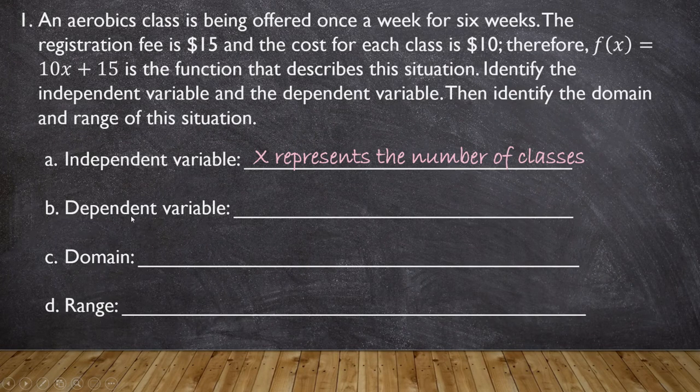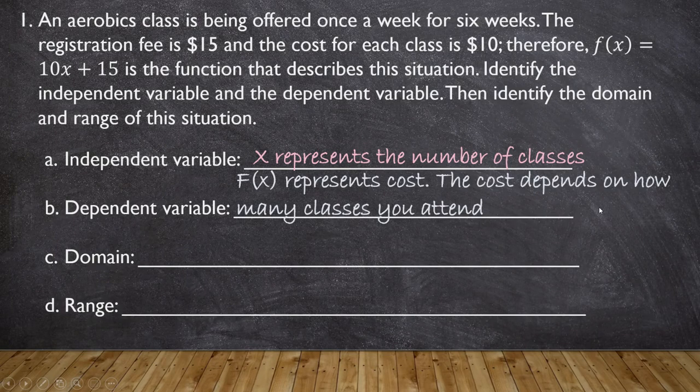Then the dependent variable would be how much it costs you. So as you attend more classes, the cost goes up because you're paying $10 per class. So the cost, what it's going to cost you, it depends on how many classes you attend. So f of x represents the cost of x amount of classes.